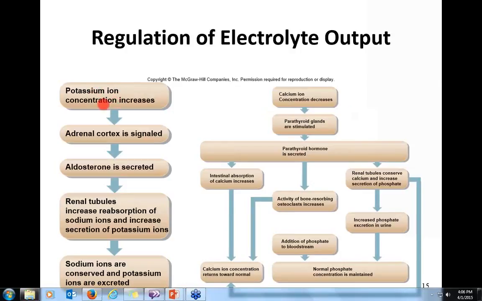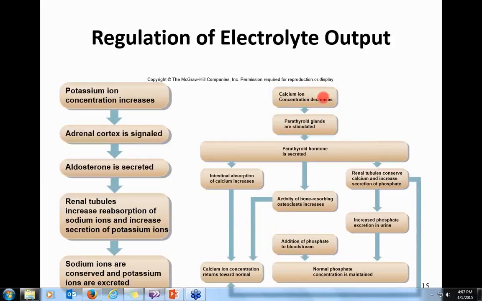So, should you get too much potassium, your adrenal cortex on your adrenal glands is signaled. Aldosterone is secreted, and aldosterone increases the reabsorption of sodium and increases the secretion of potassium. In other words, sodium ions are conserved, and in the process, you excrete potassium ions.